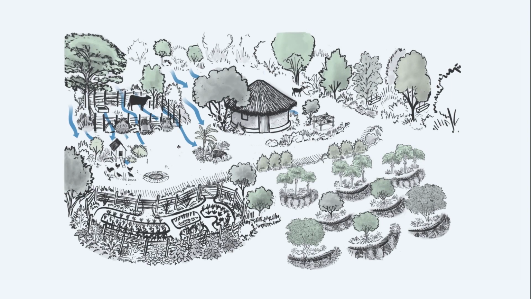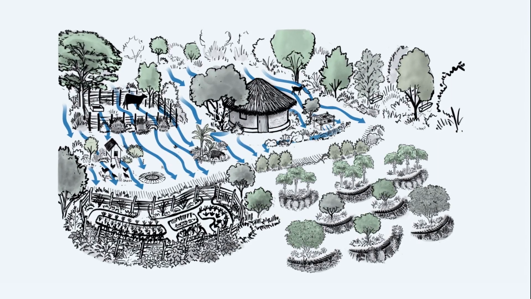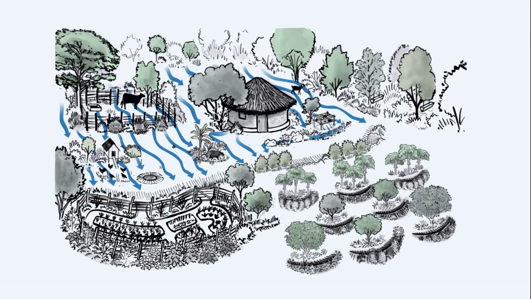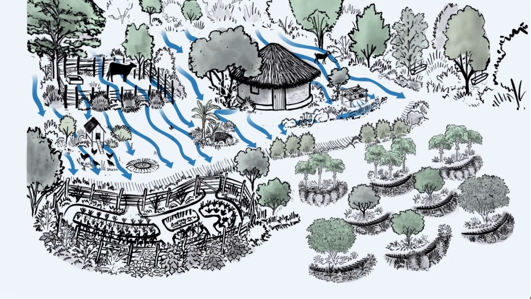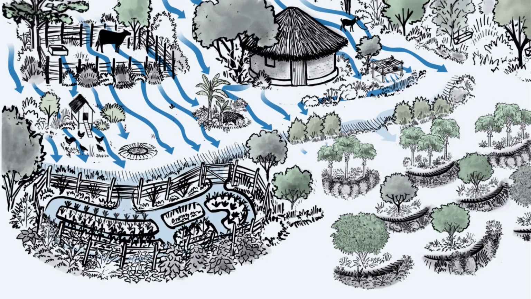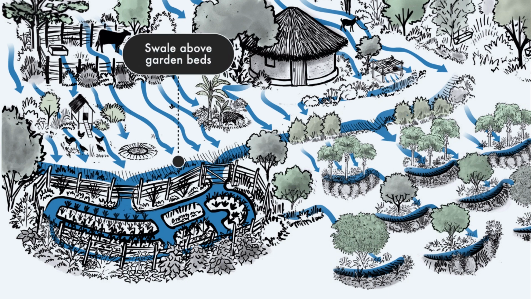The resilience of a permagarden comes from having not just 1 or 2 of these water management strategies in place, but multiple strategies that are all working together. Let's have a look at what this looks like in this compound. This household has started with digging a swale above their garden beds. This is the highest point of the permagarden. The swale slows, spreads, and sinks water into the soil for the benefit of the garden beds downslope.